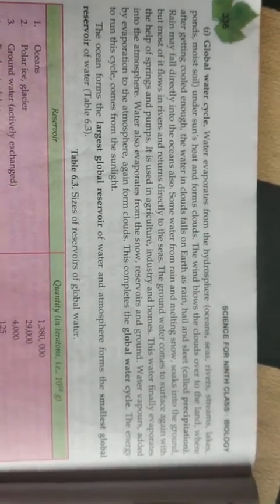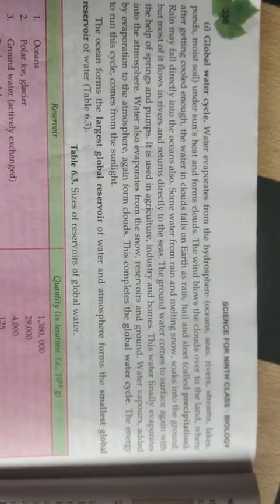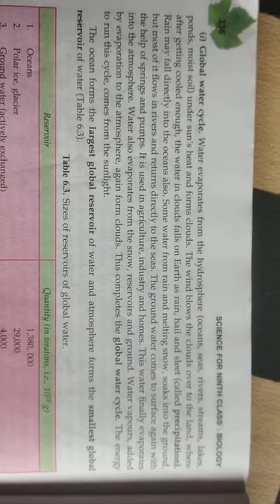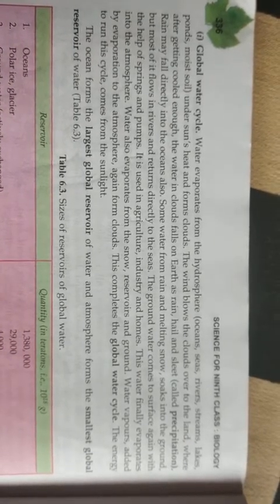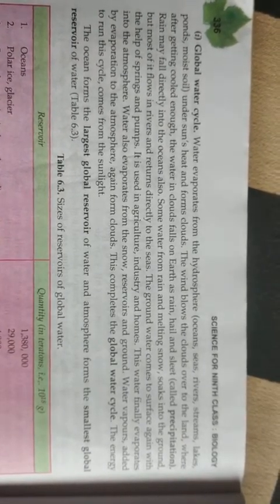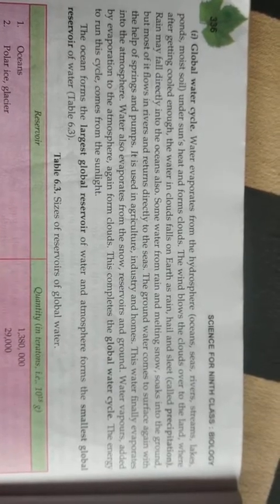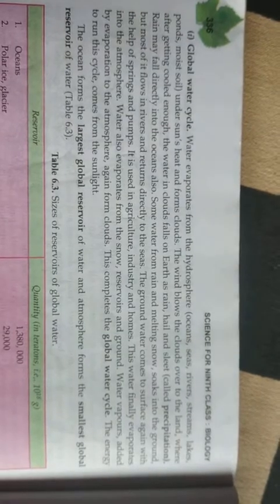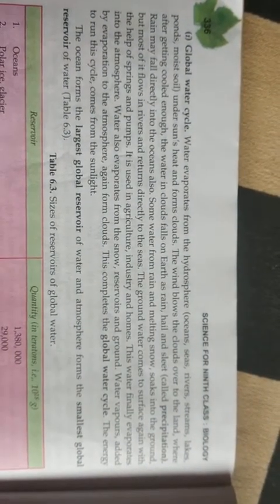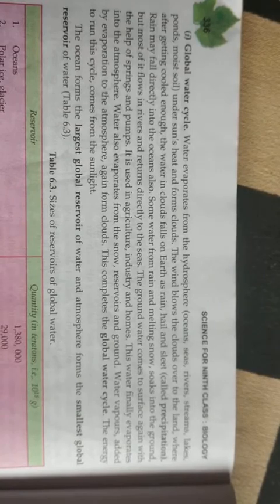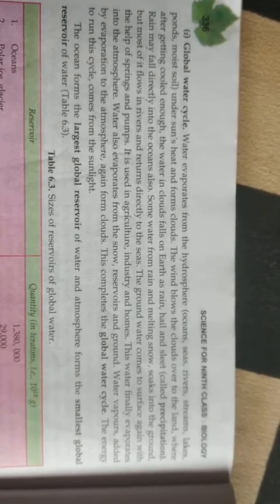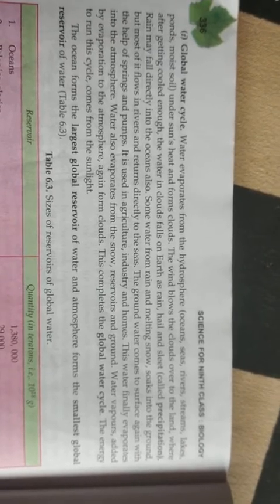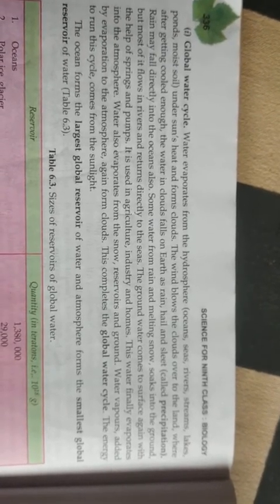The wind blows the clouds over to the land, where after getting cooled enough, the water in the cloud falls on the earth in the form of rain. It may be hail or sleet. That is called precipitation.